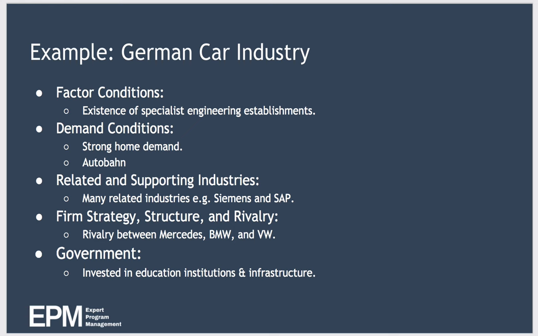And finally, number 5, government. This is one not to be overlooked in the success of the German car industry, and that's the role of government in that success. The government has invested in creating and funding institutions that perform scientific research, and those same institutions train the best engineers. The government has also invested in infrastructure. By building new autobahn without speed limits, that helps intensify home demand conditions.